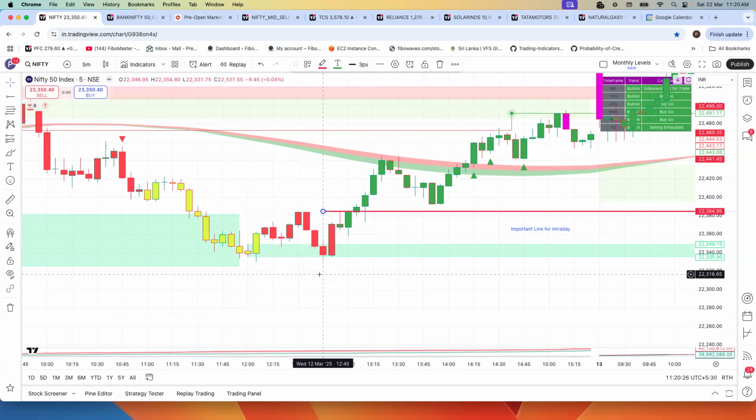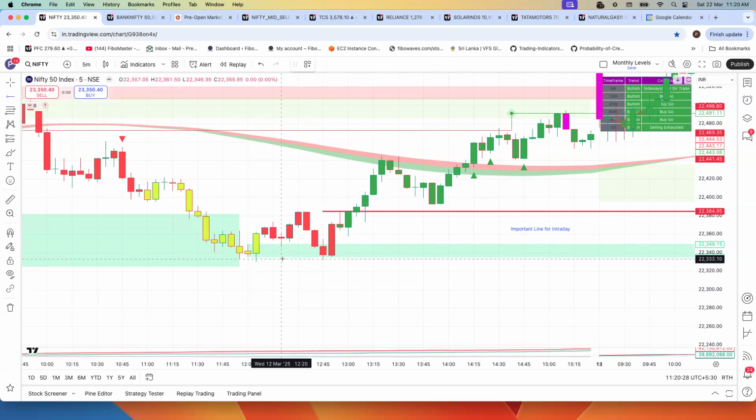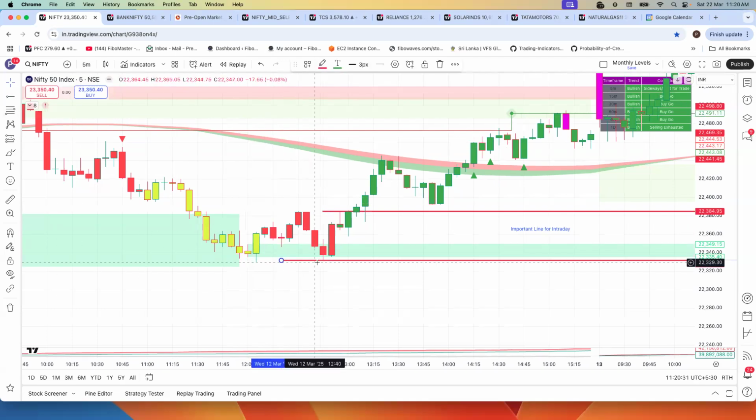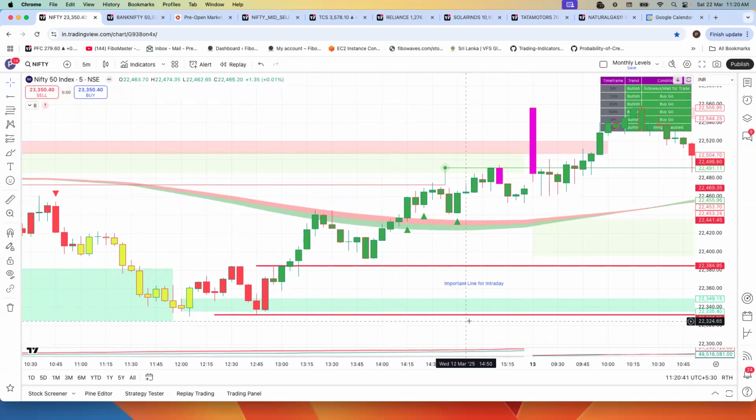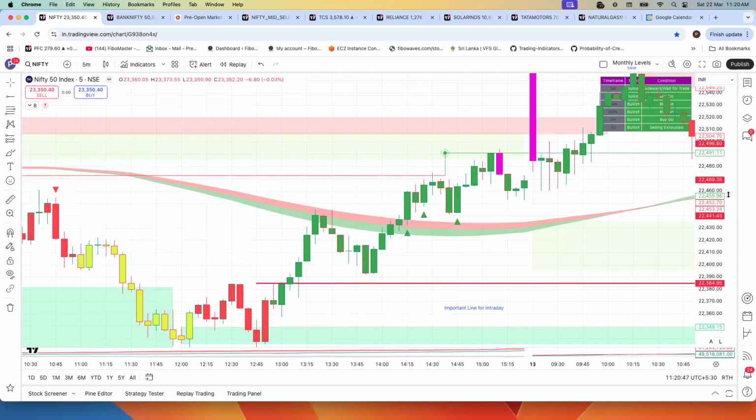Above this candle, I take a trade. My stop loss is here. What is my target? It is the cloud. When it hits the cloud, I have to be out. When it crosses above the cloud, I get a target. Which candle do I have to take here? You tell me. Which candle do I have to take?